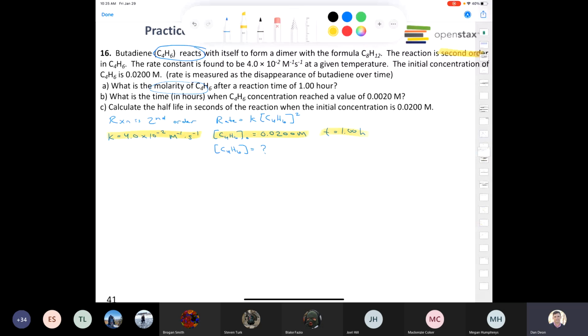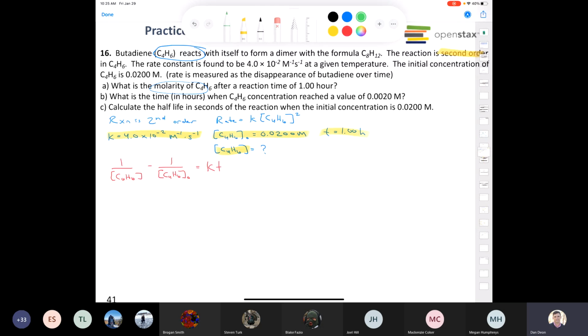So we have a rate constant, an initial concentration, and a time. Could anybody tell me what formula I would use to solve for the concentration of my butadiene after 1 hour? Well, if you look at the handout sheet, it's probably an integrated rate law. Which one would I use? The second order one. Exactly. I'm going to write it out, substituting C4H6 instead of A, like on the handout. You have 1 over the concentration of C4H6, subtract 1 over the initial concentration of C4H6, is equal to kt.